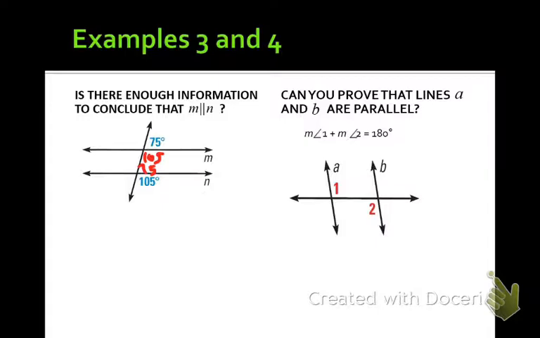We don't know that. So we don't have enough information. The only way we would have enough information is if, in what case could we say these are parallel? If 1 and 2 equaled what? They'd both equal what? 90. That would be the only situation. If they both equaled 90, then we could say the lines are parallel. We don't have enough information.